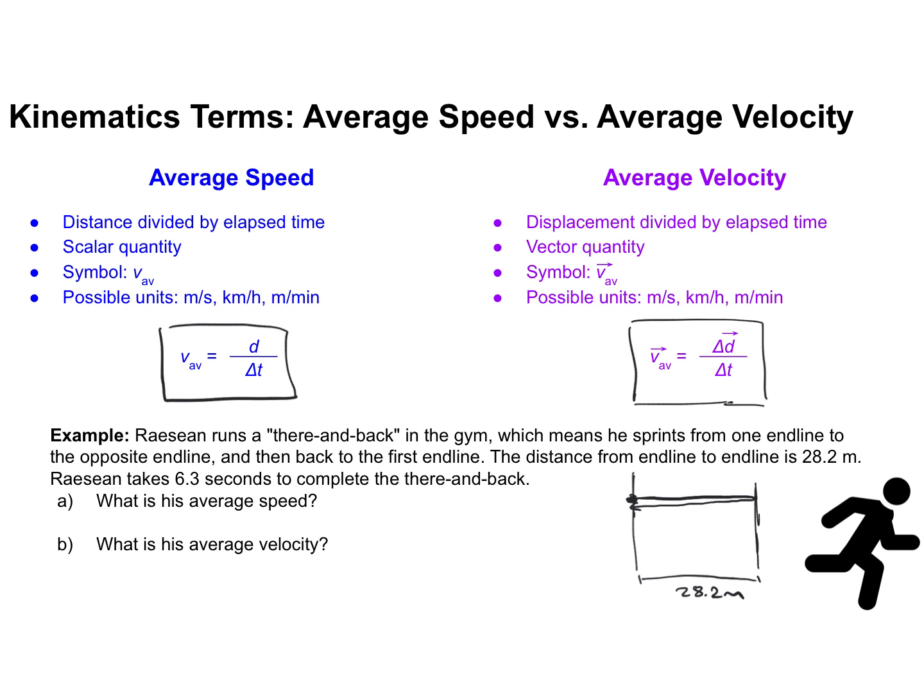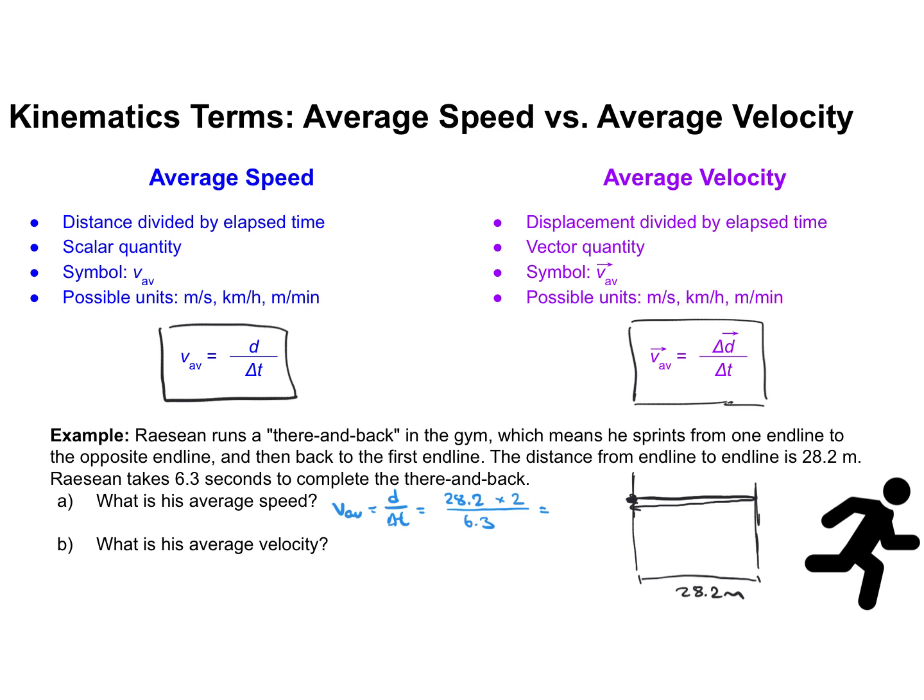Okay, so average speed, if I go just directly with the formula written there in blue, V subscript AV equals distance over elapsed time. So the distance is the length of the total path. So that would be 28.2 times 2, because you've got to go there and back. And then divided by the elapsed time, which is 6.3 seconds.